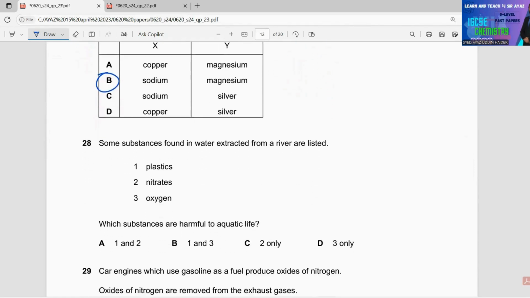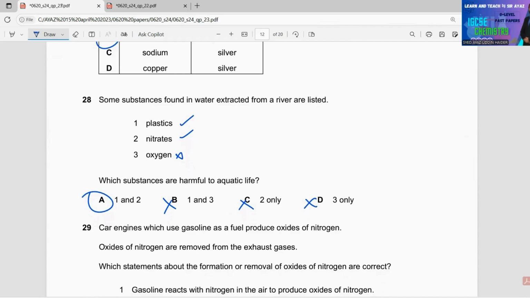28. Some substances found in water extracted from a river are listed. 1. Plastics, 2. Nitrates, 3. Oxygen. Which substances are harmful to aquatic life? We know that plastics and nitrates are harmful to aquatic life. Oxygen is not harmful. So A must be the right answer. All the other choices are incorrect.